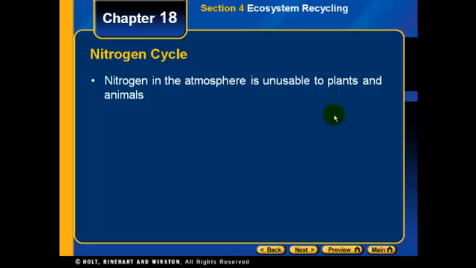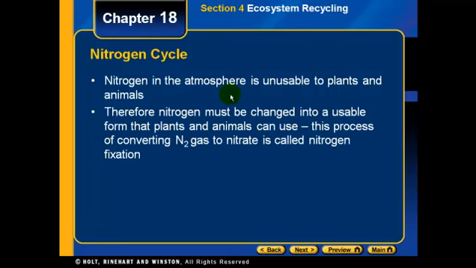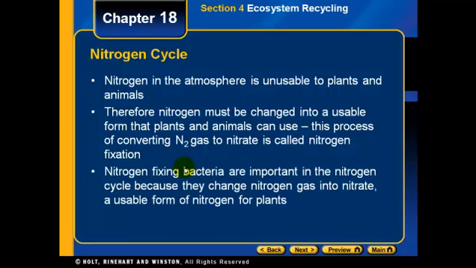Nitrogen in the atmosphere, which you might know is about 79% of the air, is unusable to us. It's unusable to plants and to animals. Therefore, it must be changed into a usable form that plants and animals can use. This process of converting the nitrogen gas in the air to nitrate, which is usable by plants and animals, is called nitrogen fixation.